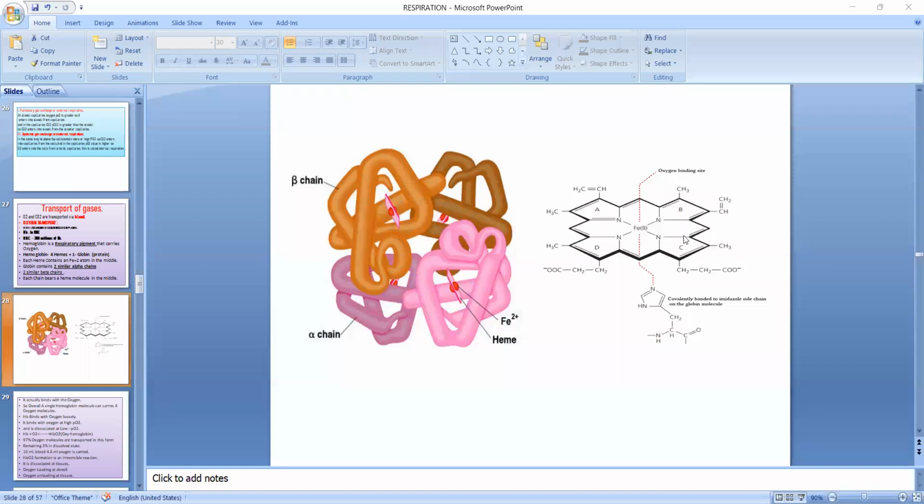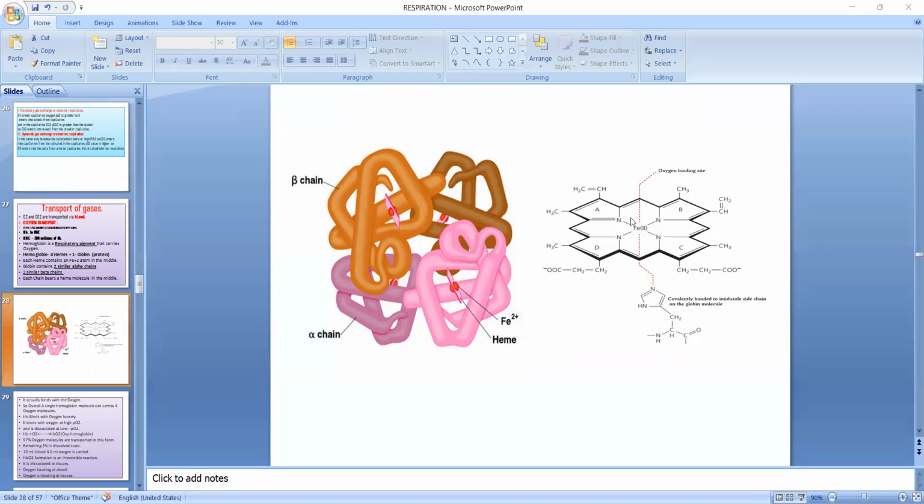Right. So four pyrrole rings are present, which contain different functional groups: methyl, propionyl, and vinyl. So you should concentrate here in the middle.